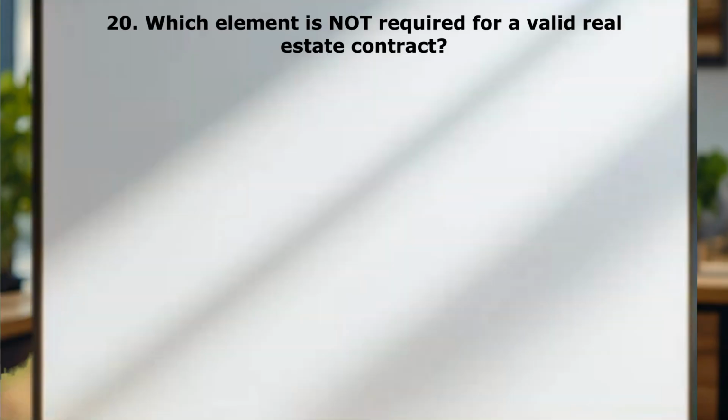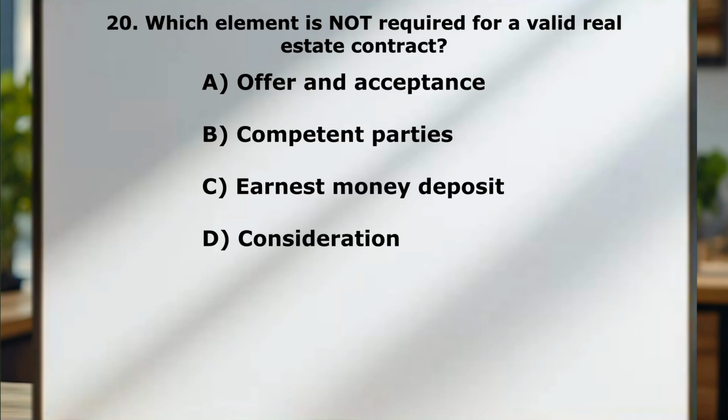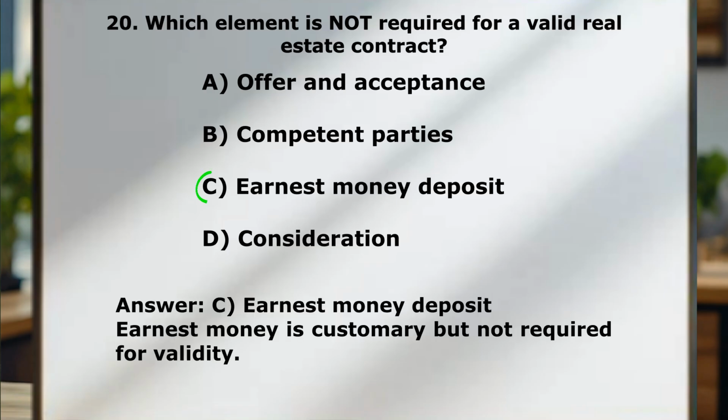Question number 20. Which element is not required for a valid real estate contract? A, offer and acceptance. B, competent parties. C, an earnest money deposit. D, consideration. Correct answer here is C, an earnest money deposit.